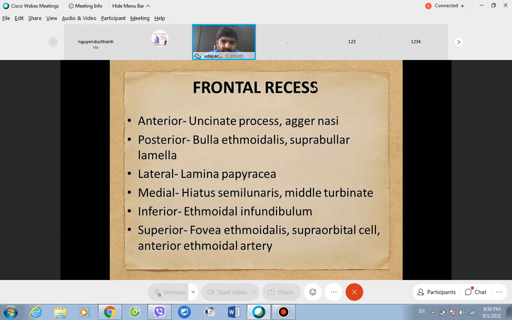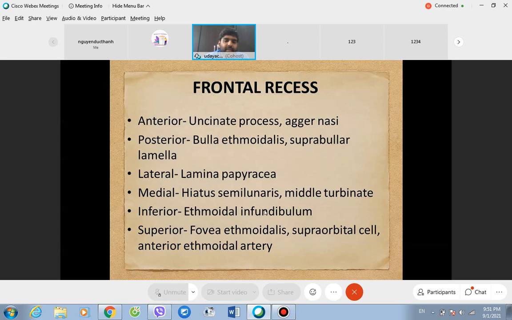Frontal recess. This is the most significant thing which we have to discuss. The anterior border of the frontal recess is formed by the uncinate process and the agger nasi. The posterior border is given by the bulla ethmoidalis. Laterally, it is the lamina papyracea. Medially, it is the middle turbinate and the hiatus semilunaris.